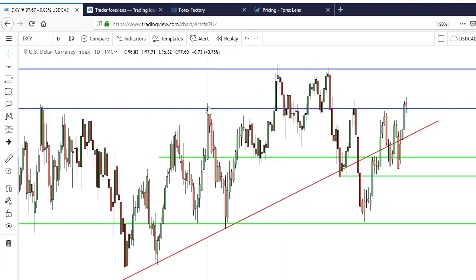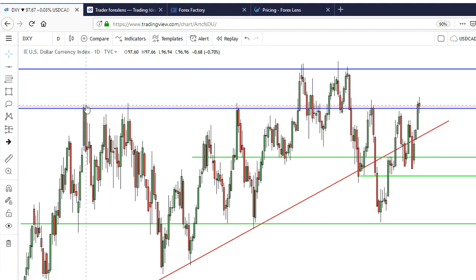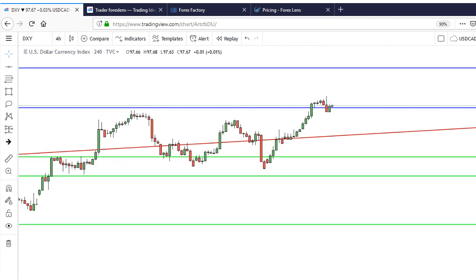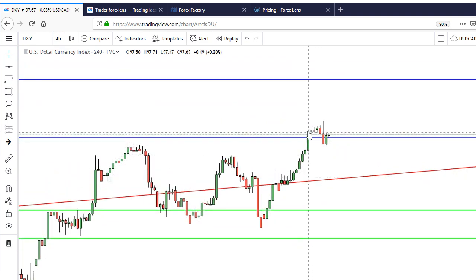Just looking to the left, we've tapped it in March. Looking to the left, we've tapped it in December 18 and in November of 18. So for the last 10 or so months, we've been capped by this level. We did have a push up, but right now, it's looking like we're going to go higher, just because going to the 4 hourly, we see price, dollar index try to go higher.